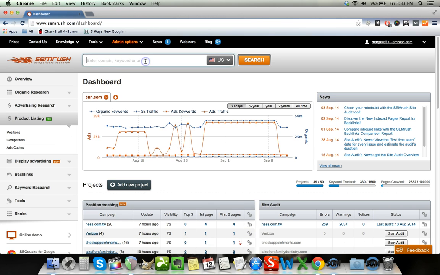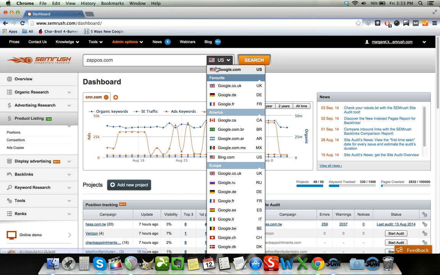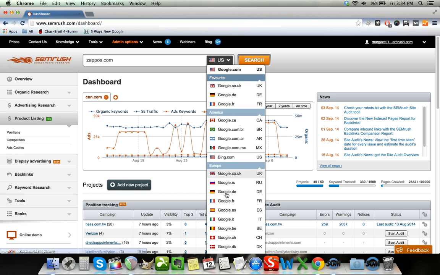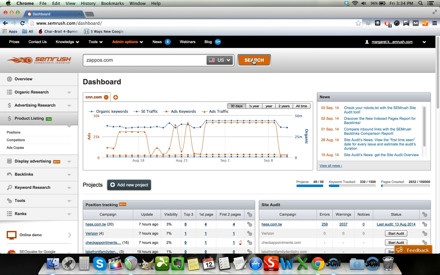For demonstration purposes today, since it's a popular site and there's lots of data available for it, we're going to be using Zappos.com. We'll be researching it in the United States market, okay? This is google.com in the US. But if for some reason I wanted to switch to another country, I would just click on the flag right here and select the country of my choice. We also have a smaller database for being in the United States. Let's go ahead and click search.